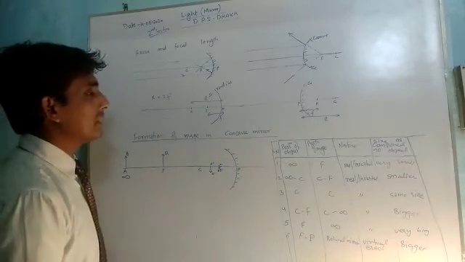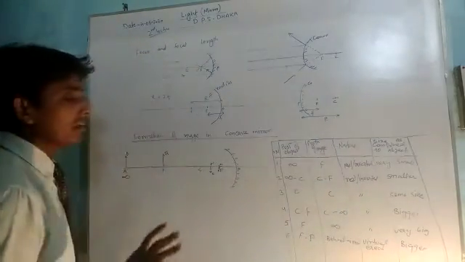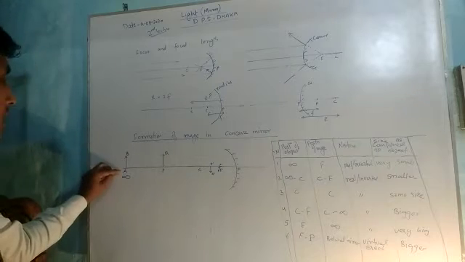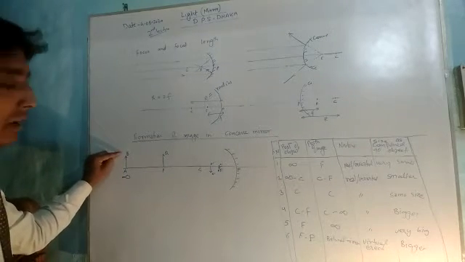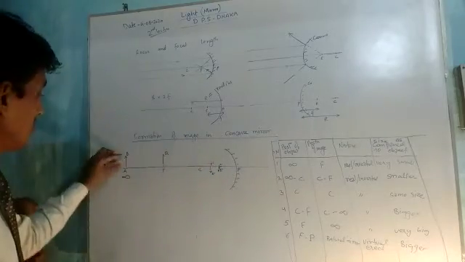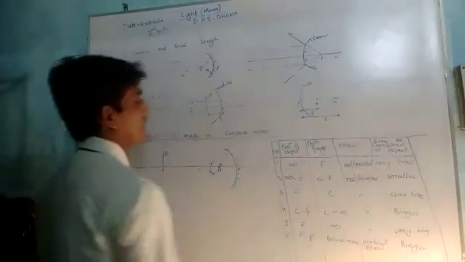And what will be the nature? The nature will be real and inverted. The image will be real, which can be taken on a screen, and the image will be inverted. Suppose here A is downside and B is upside. So here A is upside and B is downside. So the image will be inverted, and the size of the image will be very small. You can see in the table.